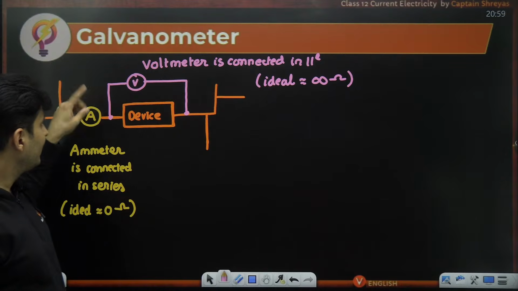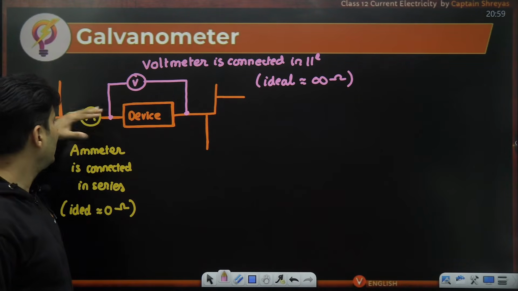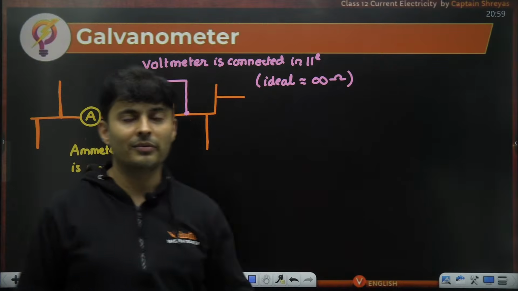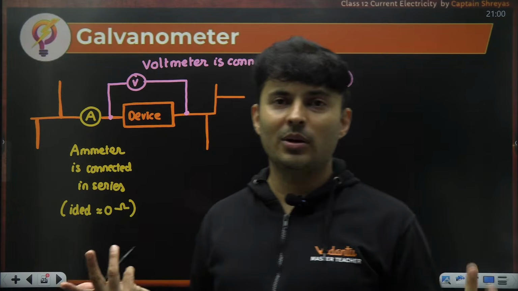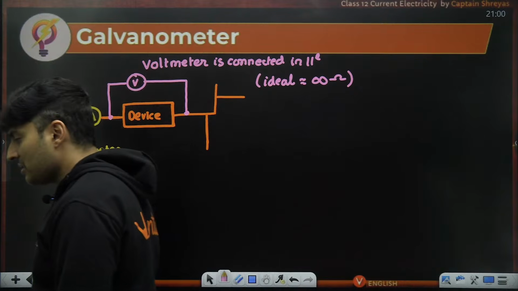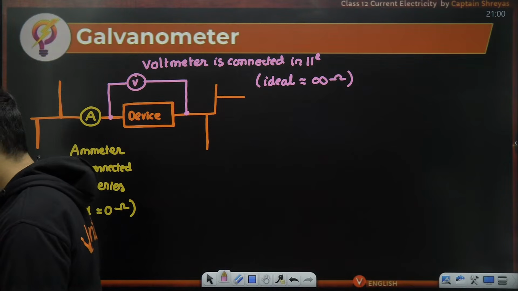Or else, it's like you are testing the voltage and all the current flows to the voltmeter, and this device will burn off. That device will be like, oh my god, this guy is sucking away all my current. What should I do? So it is in parallel and very high resistance.